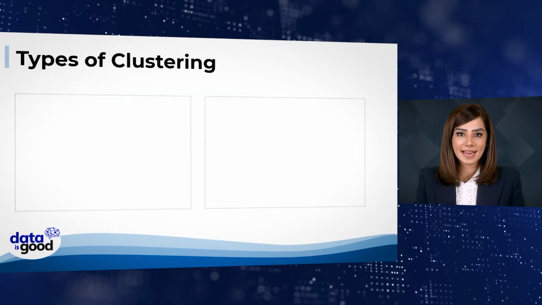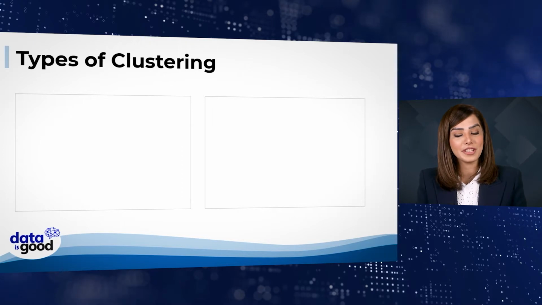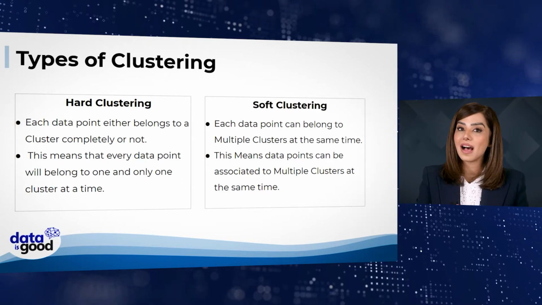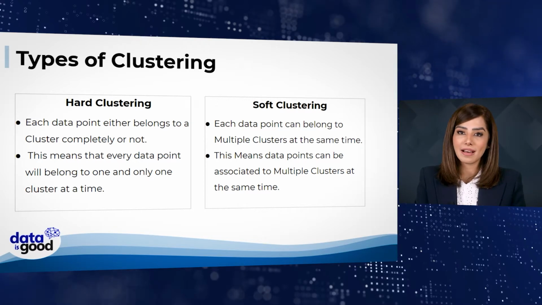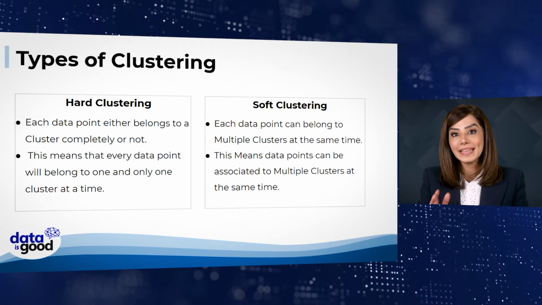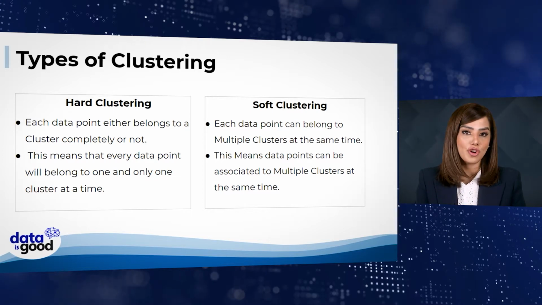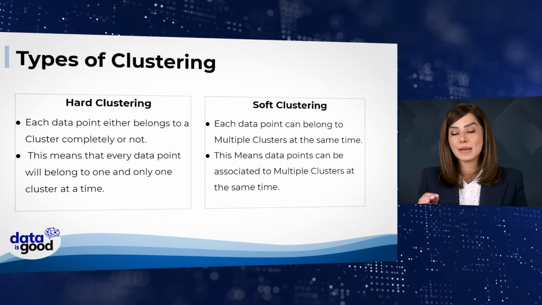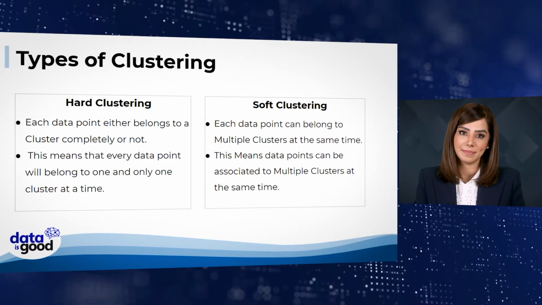Now let's understand types of clustering. Broadly speaking, clustering can be divided into two subgroups, that is hard clustering and soft clustering. Starting with hard clustering, it is a type of clustering analysis where each data point either belongs to a cluster completely or not. This means every data point will belong to only one cluster at a time.